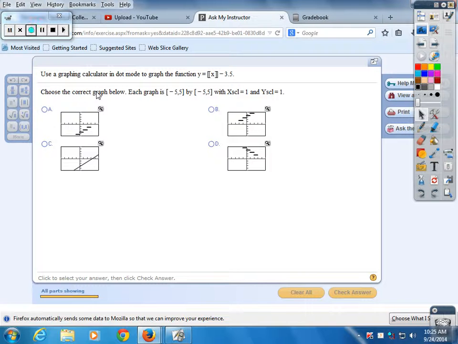Use a graphing calculator in dot mode to graph y is equal to x minus 3.5. So take your handy dandy calculators out.